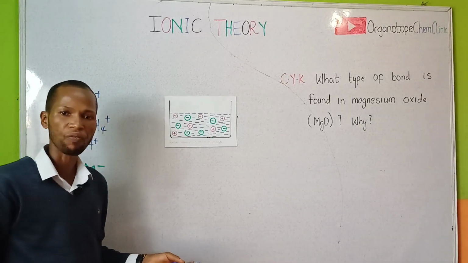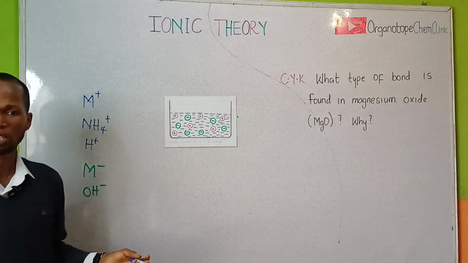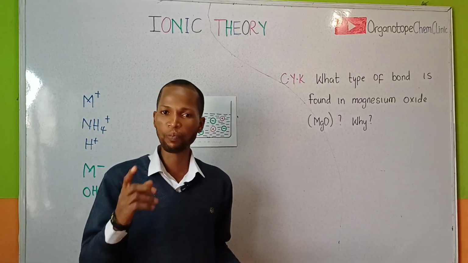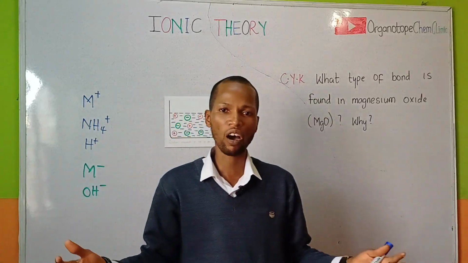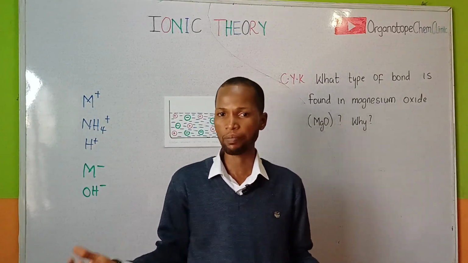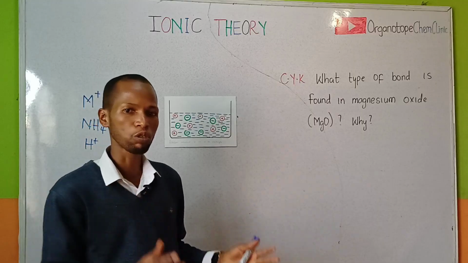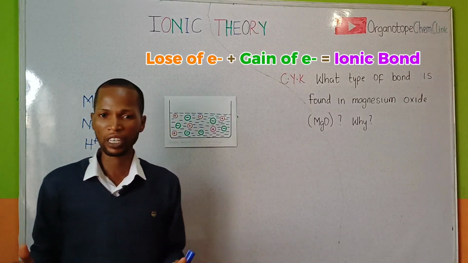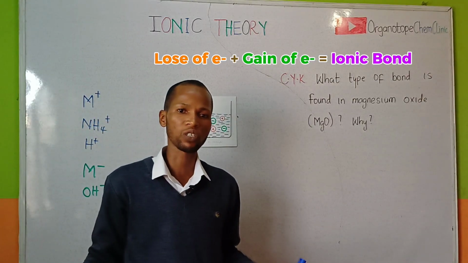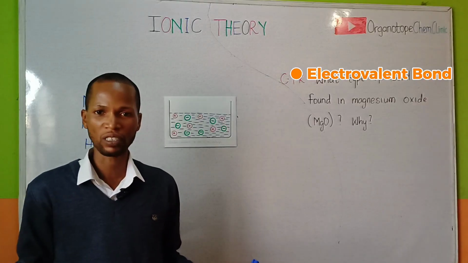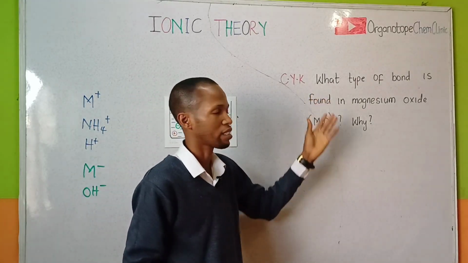So the exchange of electron results into the bond formation. When we have bond formation as a result of the loss of electron by the metals and the gain of electron by non-metal, it does result into ionic bond. Ionic bond is also known as what? Electrovalent bond. Now back to our CYK right here.